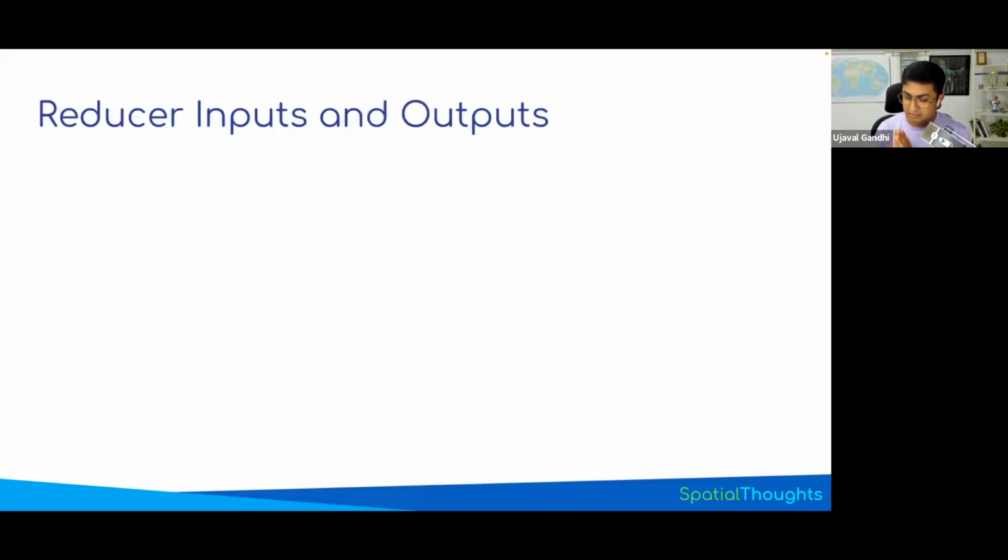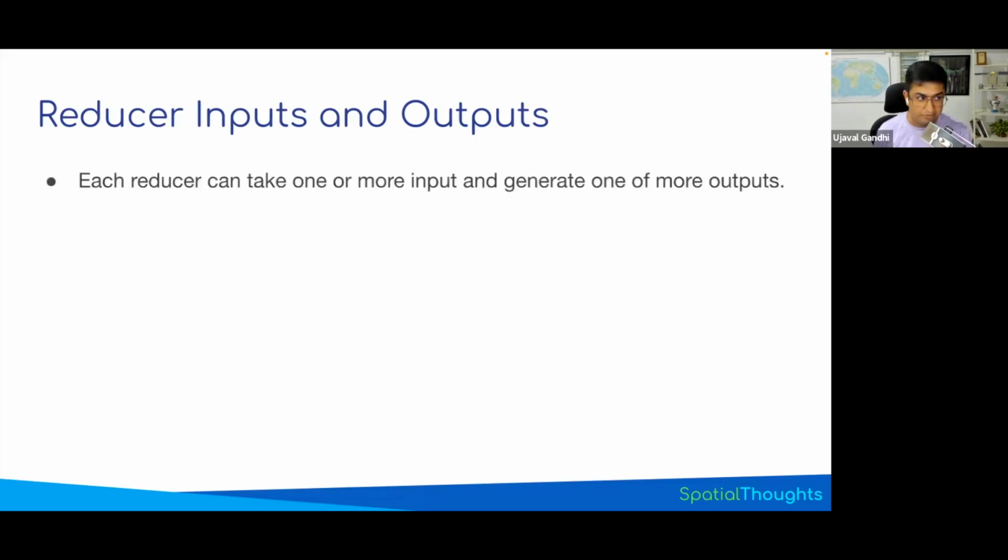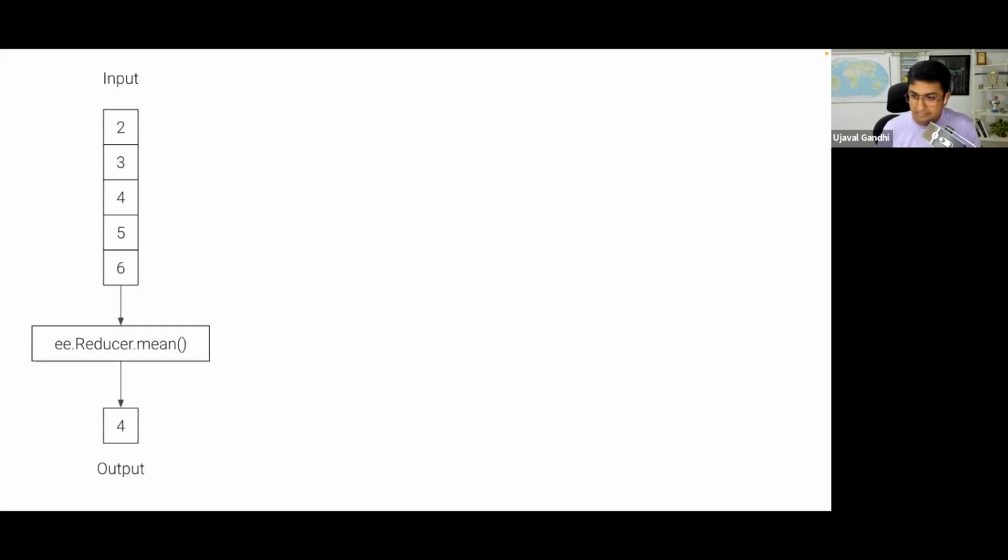One of the things that you need to think about now, since you are learning advanced Earth Engine, is reducer inputs and outputs. Each reducer object will take one or more inputs and will generate one or more outputs. How many inputs and how many outputs will depend on the type of reducer. Let's take the example of this reducer, ee.Reducer.mean. It'll compute the average. It has one input and it'll generate one output.